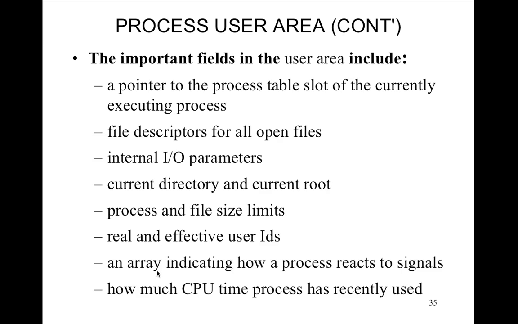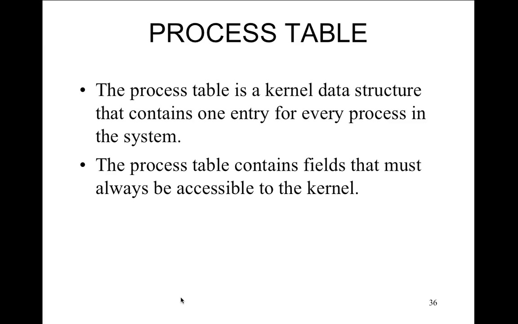The process might have open files, and if so, the user area is going to keep track of the file descriptors for all of the open files that the process owns. Any I/O as well, internal I/O parameters, current directory and current root, process and file limits, perhaps real and effective user IDs could also be stored in here. An array indicating how a process reacts to signals and how much CPU time the process has recently used. How much CPU, what does it have left?